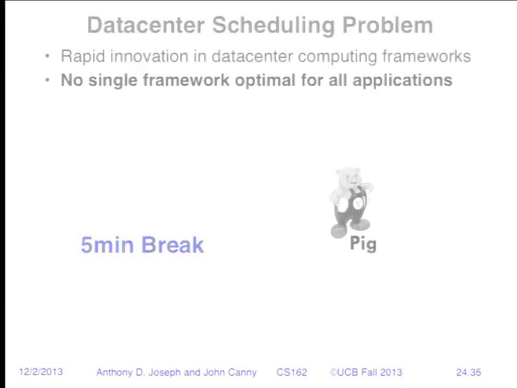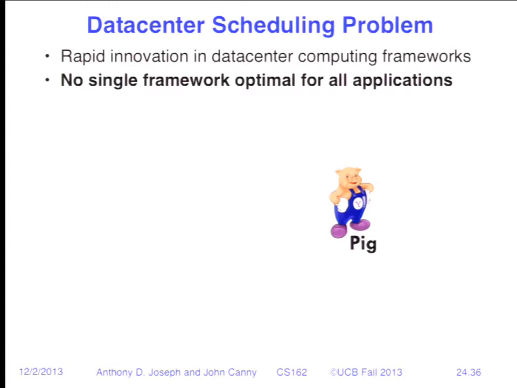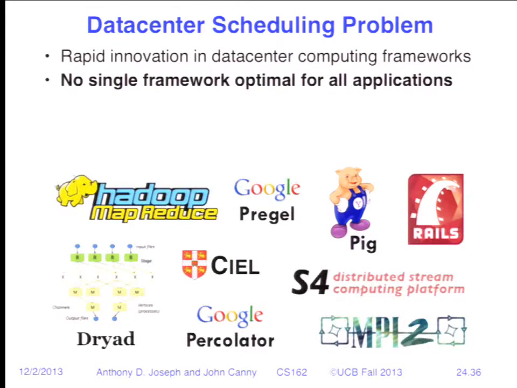Okay, so let's get started again. So one of the roles of a cloud operating system is scheduling. And scheduling in a data center is a really big problem. There's lots and lots of innovation that's been going on in data center computing frameworks. So for example, we looked at PIG just recently, but there are many other frameworks that people are building.